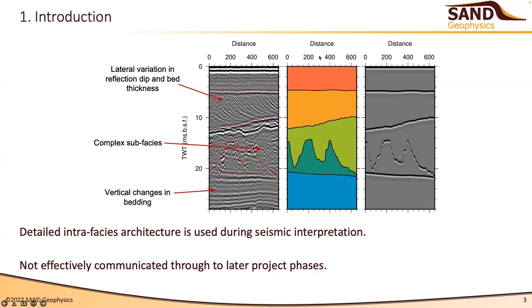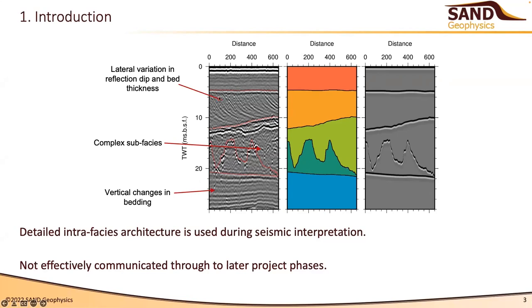In the middle is the unitization that we've interpreted. So here we've just picked 5 units. I mean, we could pick quite a few more there if we wanted to, but here we picked 5 units. And then on the right-hand side, essentially, is the seismic data formed only from those unit boundaries.